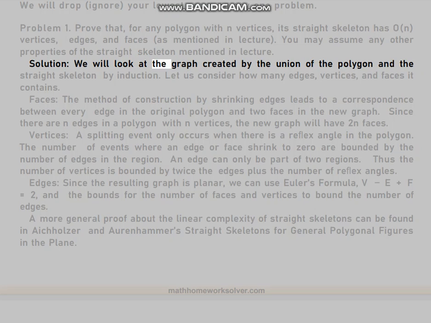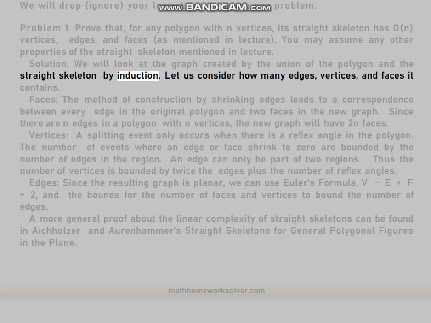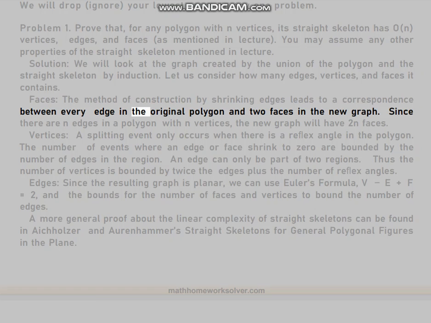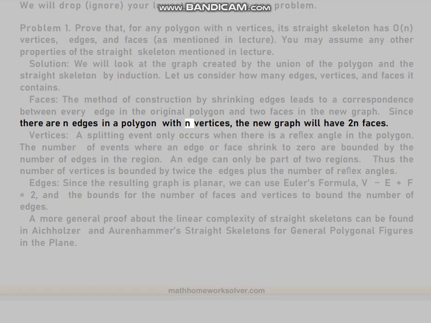Solution. We will look at the graph created by the union of the polygon and the straight skeleton by induction. Let us consider how many edges, vertices, and faces it contains. Faces. The method of construction by shrinking edges leads to a correspondence between every edge in the original polygon and two faces in the new graph. Since there are n edges in a polygon with n vertices, the new graph will have 2n faces.